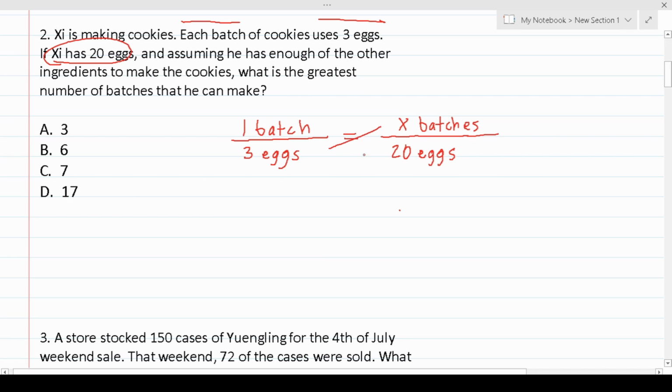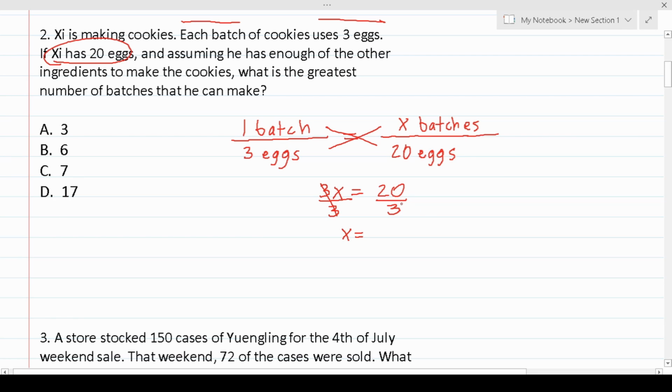So I'm going to do x times 3, which is 3x. And then I'm going to do 1 times 20, which is just 20. Again, anything times 1 is itself. Now to solve for x, I'm just going to divide both sides by 3. That's going to cross out, leaving us with x equals 20 over 3.